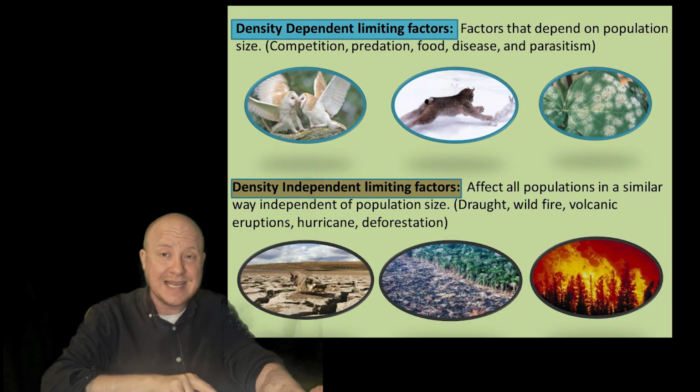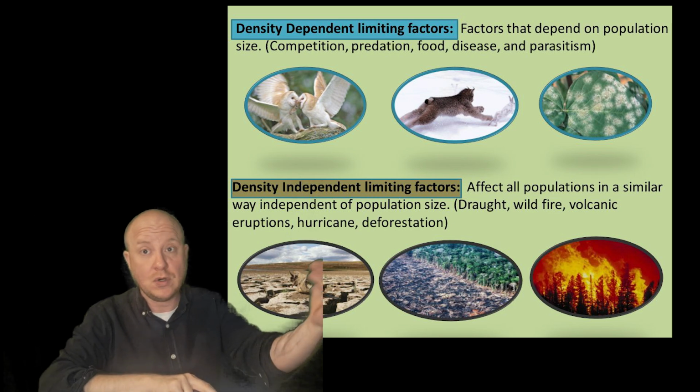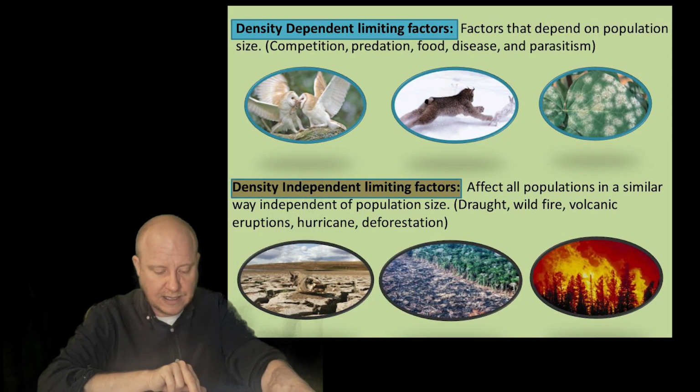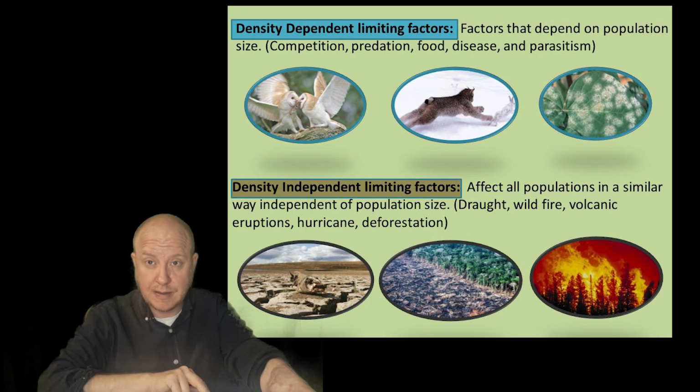Examples of density-independent factors include climate change, or a nearby forest fire, or a volcanic eruption, maybe an earthquake. Populations both big and small will be affected, and the change in numbers can be an increase or a decrease depending on whether the factor helps or hinders a population.